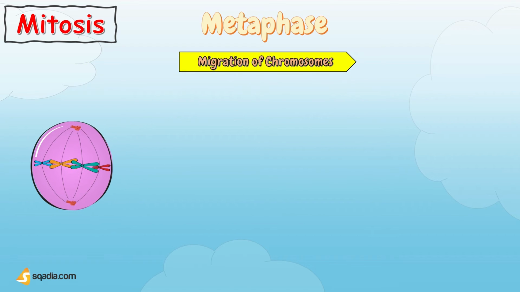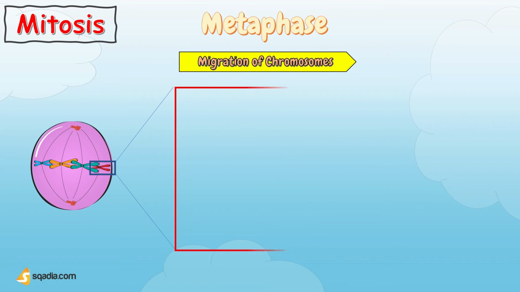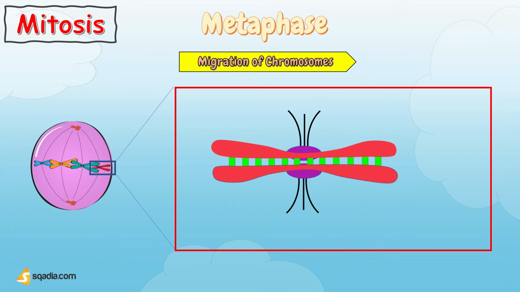Migration is made possible by the binding of spindle fibers to the chromosome's kinetochore, an assembly of multi-layered plates of proteins associated with the centromere. This structure forms on opposite sides of each paired centromere, in intimate association with the two sister chromatids.